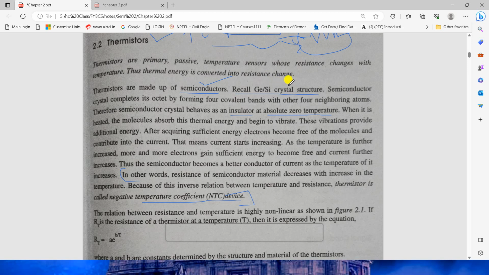We recall the silicon and germanium crystal structure. Semiconductor crystal atoms are octet, forming four covalent bonds with the other four atoms. Therefore, the semiconductor crystal behaves like an insulator at absolute zero temperature. When it is heated, the molecules absorb the thermal energy and vibrate. This vibration provides additional energy. After acquiring sufficient energy, electrons become free of the molecule and contribute to the current. That means the current starts increasing. As the temperature is further increased, more and more electrons gain sufficient energy and the current increases. Thus the semiconductor becomes a conductor of current as the temperature increases. In other words, the resistance of a semiconductor material decreases with increasing temperature.